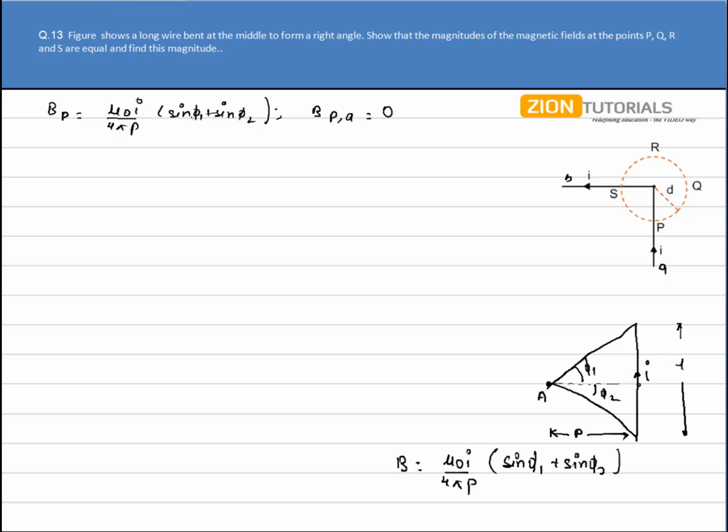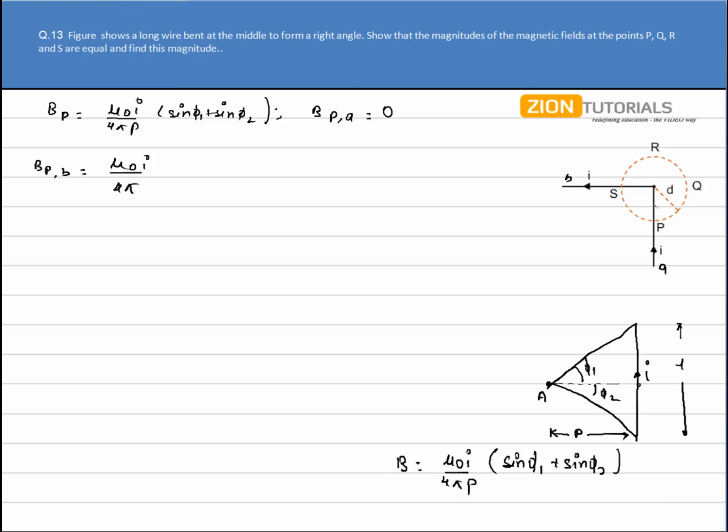So clearly phi 1 plus phi 2, both will be 0, and so their sines will be 0, and so B_P due to A will be 0. And we will calculate B_P due to B, that is magnetic field at point P due to B, and it can be easily calculated by formula mu naught I by 4 pi p.